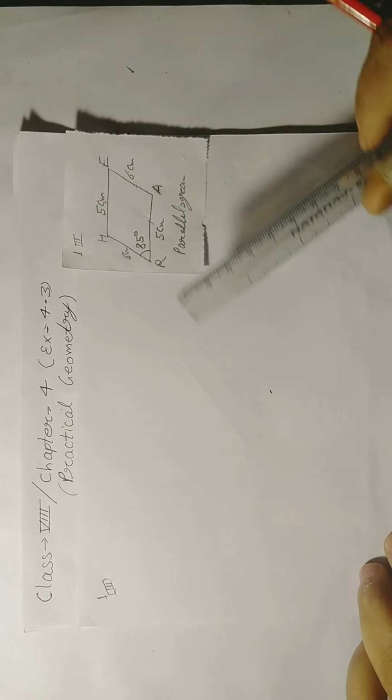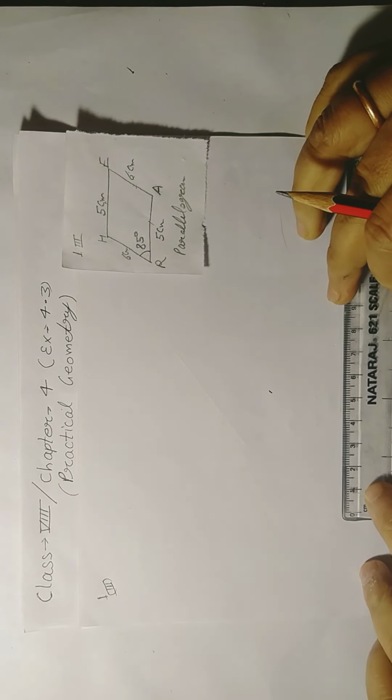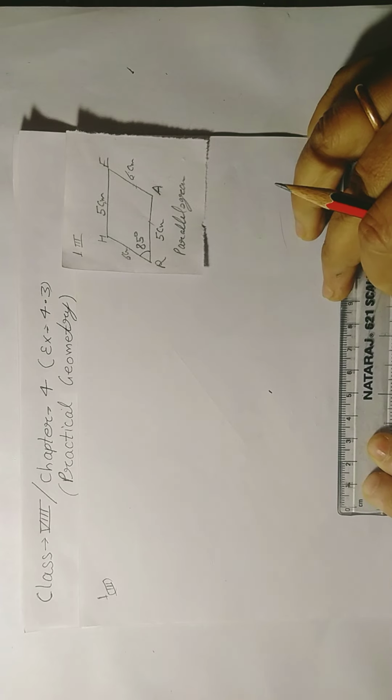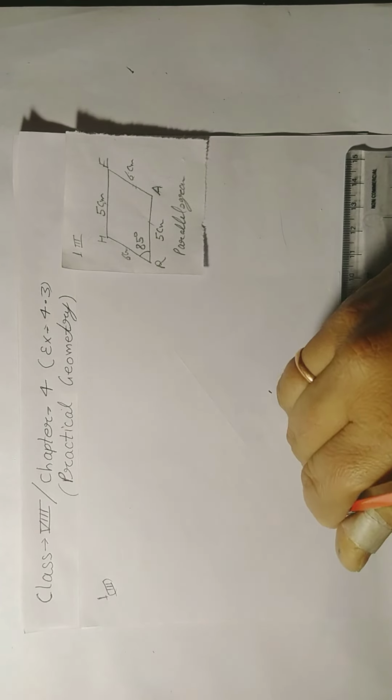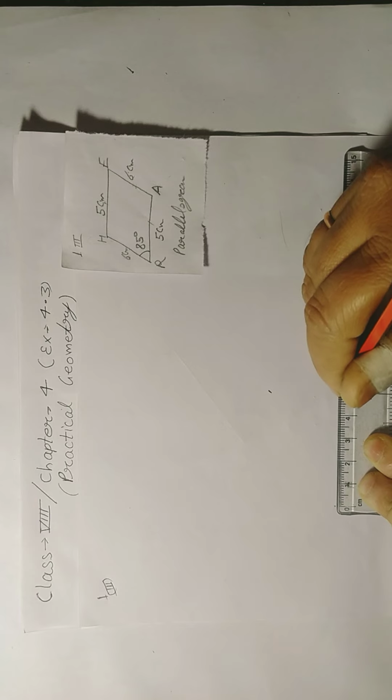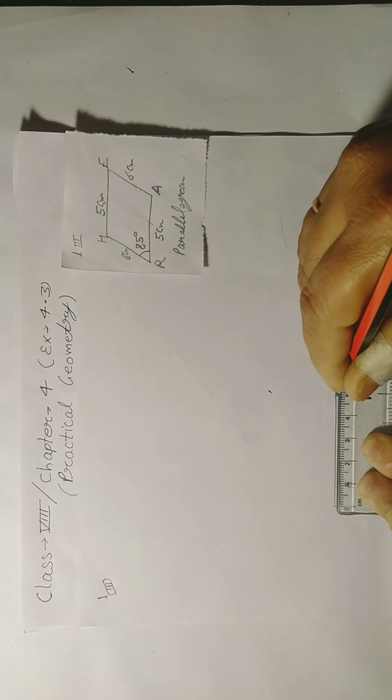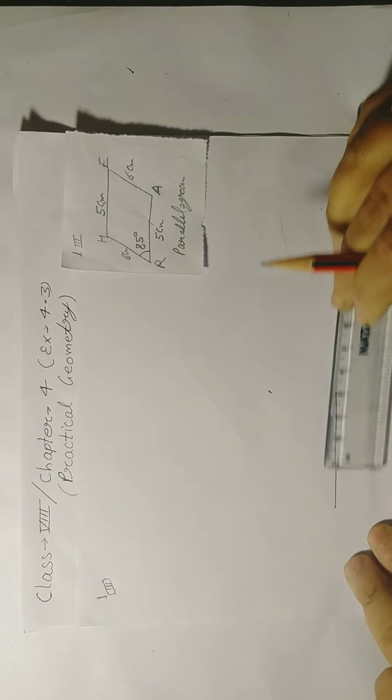So now we start. Firstly we have to draw RA 5 centimeter, and to draw RA 5 centimeter we mark two endpoints, first at 0 and second at 5, and join these two endpoints. So it is the line segment RA.